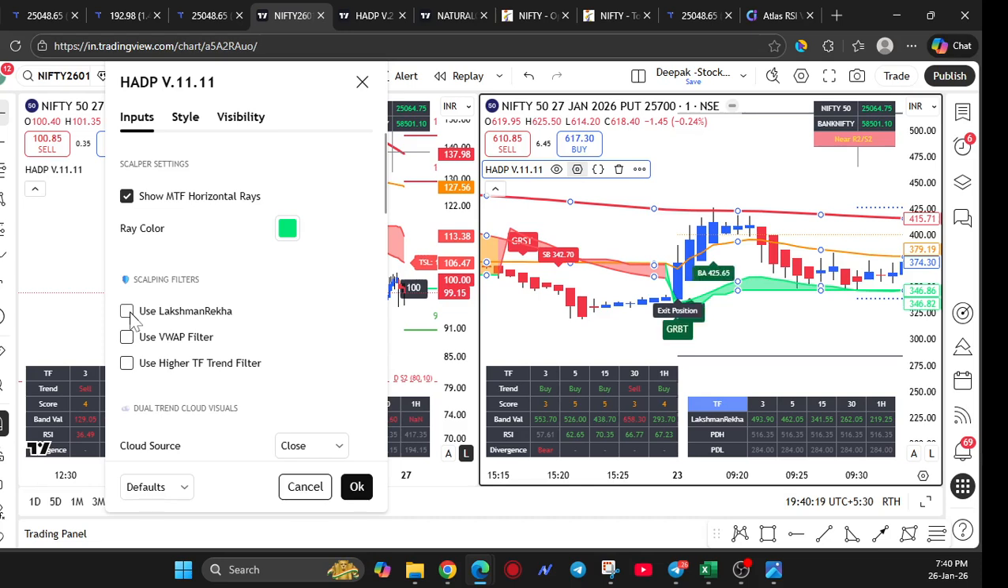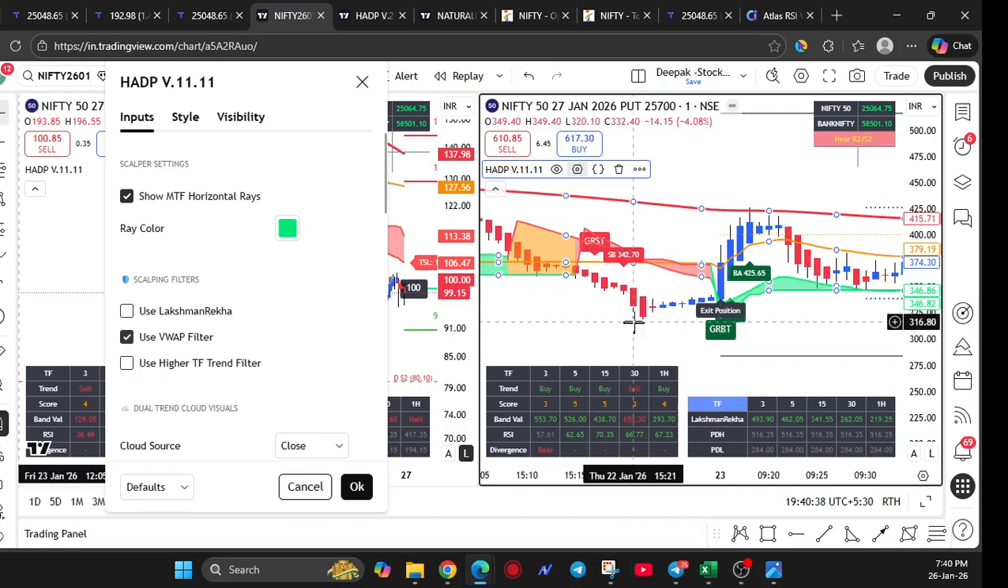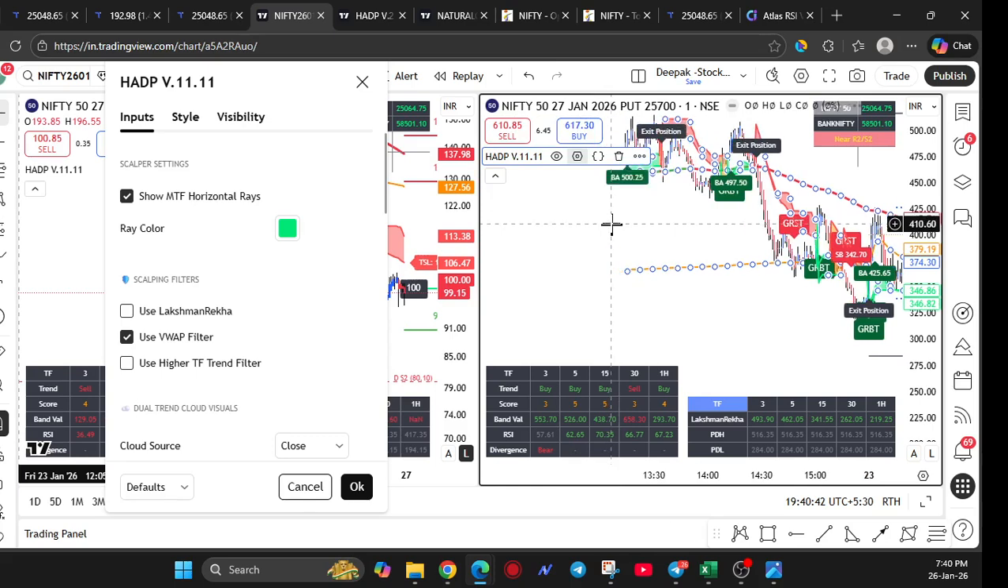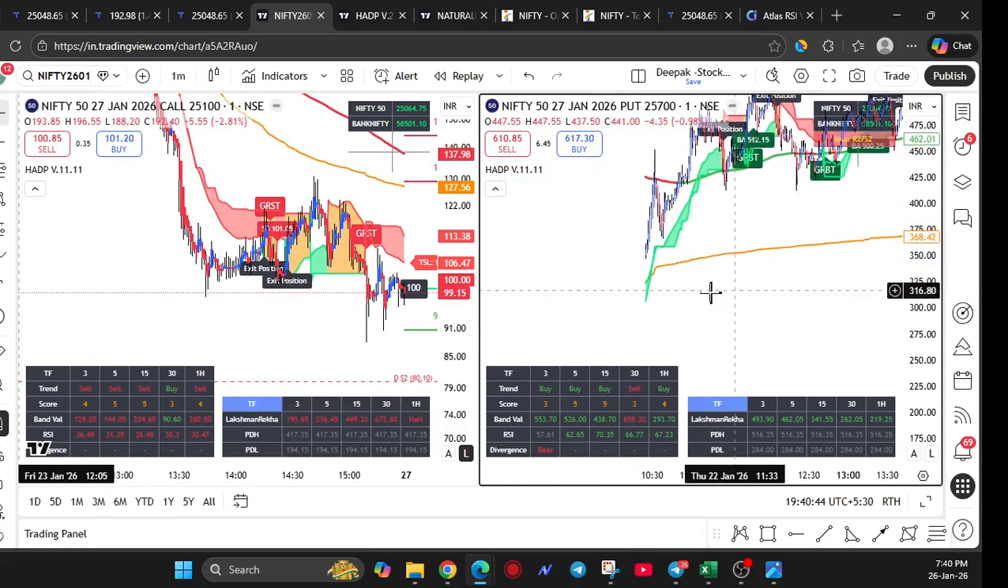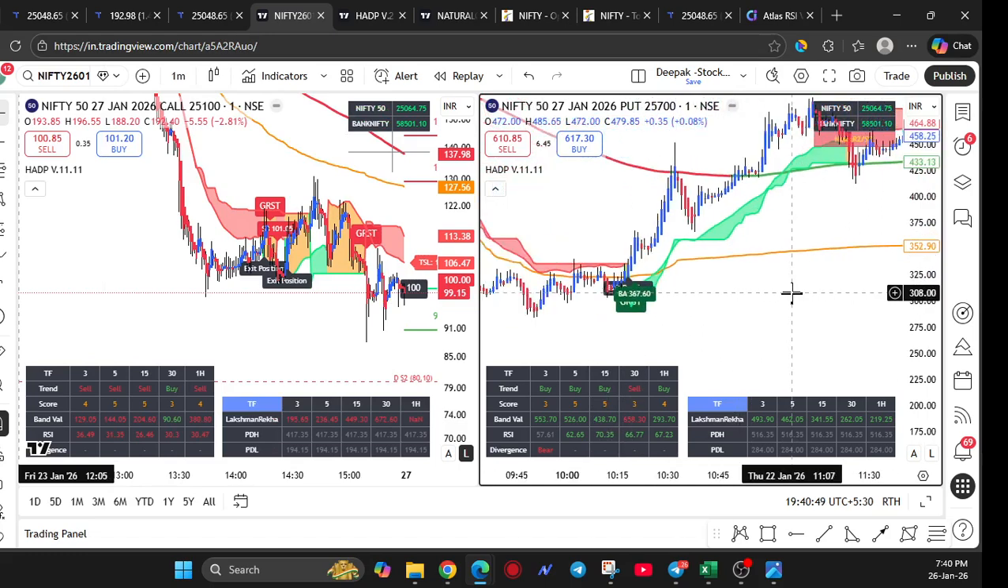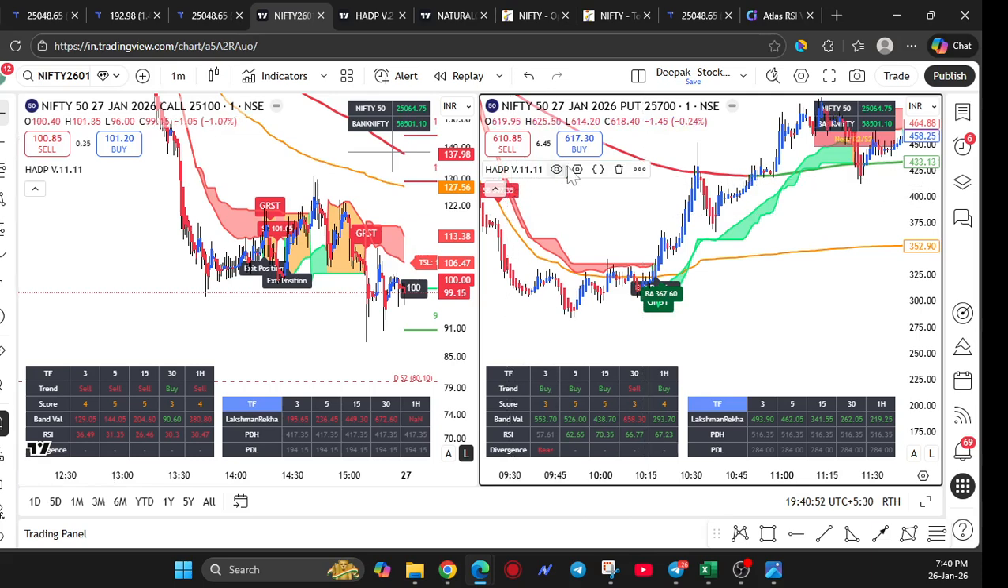Now use VWAP. Same thing. This buy is still sitting there because the candle is above this VWAP. The orange line is the VWAP. So with use VWAP, this buy is still there. Is there a portion where we have a buy signal below the VWAP? No, nothing here. But that is the use of the VWAP.